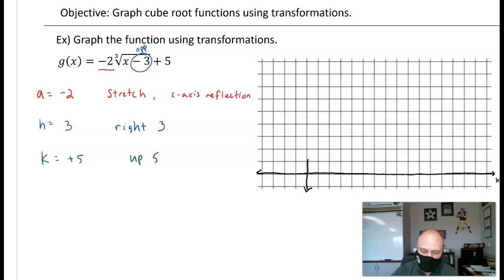I'm going to erase this again. I'm going to place my y-axis here. Okay. So right 3. So 1, 2, 3, up 5. 1, 2, 3, 4, 5. Okay, so here's my anchor point.